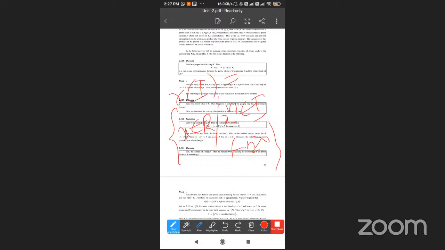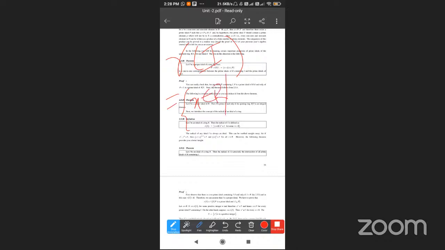So the radical of any ideal I is always an ideal. This is the set of x belonging to R such that x to the power n belongs to I. The radical of any ideal I, in this formation, is always an ideal also.